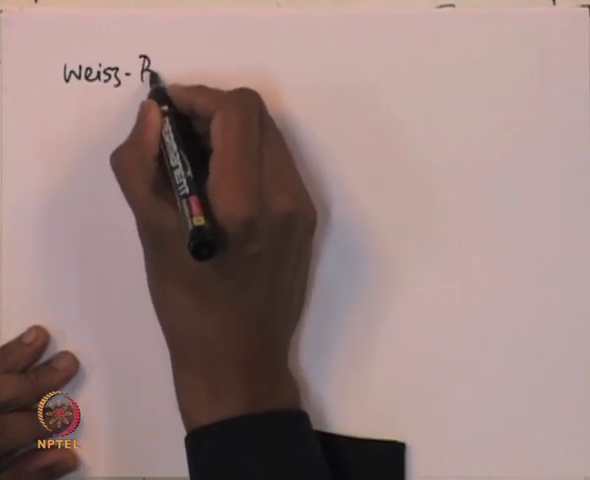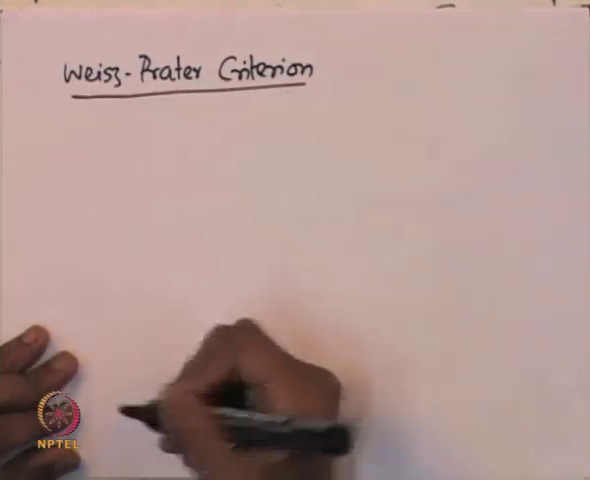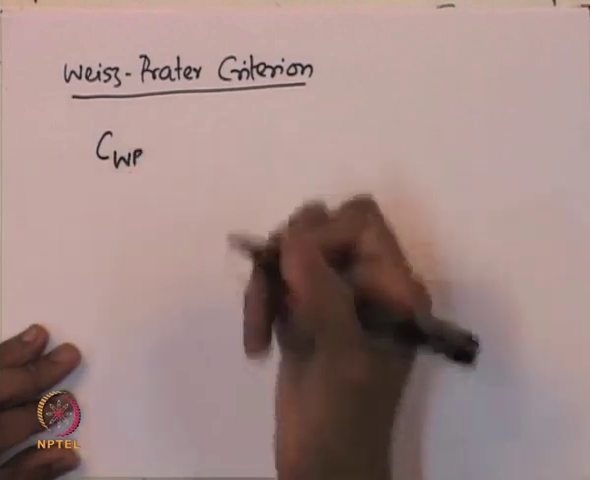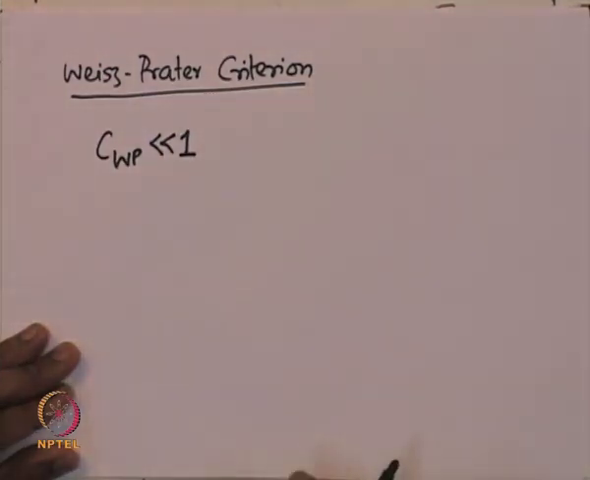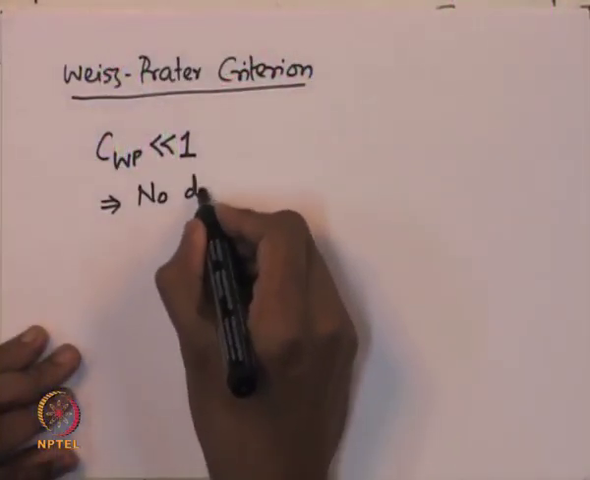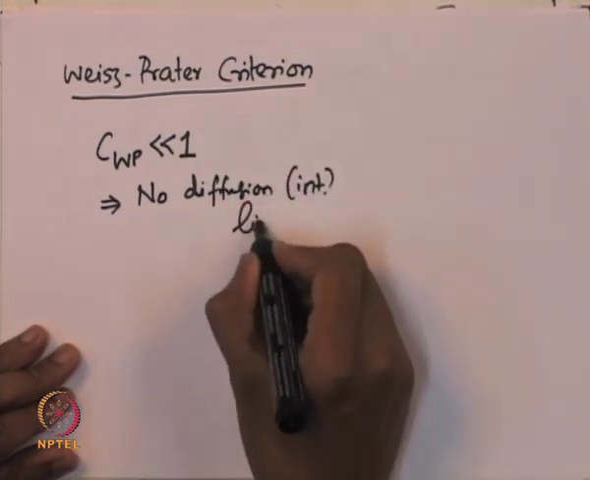So, the Weisz-Prater criterion is that when the parameter C_WP, which is the Weisz-Prater parameter, is significantly smaller than 1, which means that the ratio of the observed reaction rate to the rate of diffusion of the species into the catalyst is much smaller than 1, then it means that there are no diffusional limitations, no internal diffusion limitations.